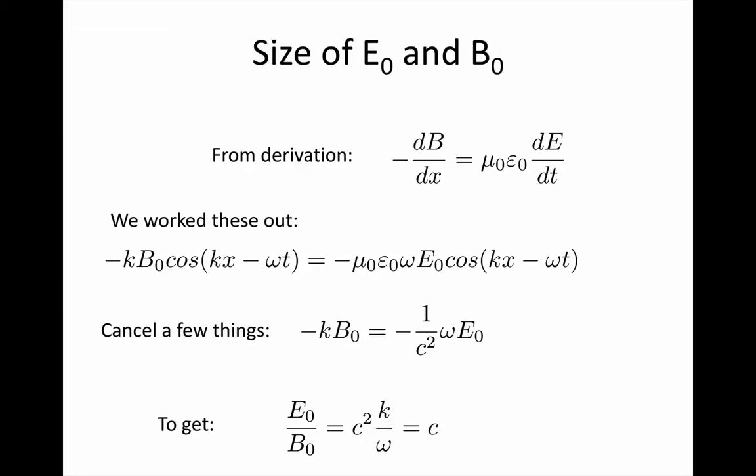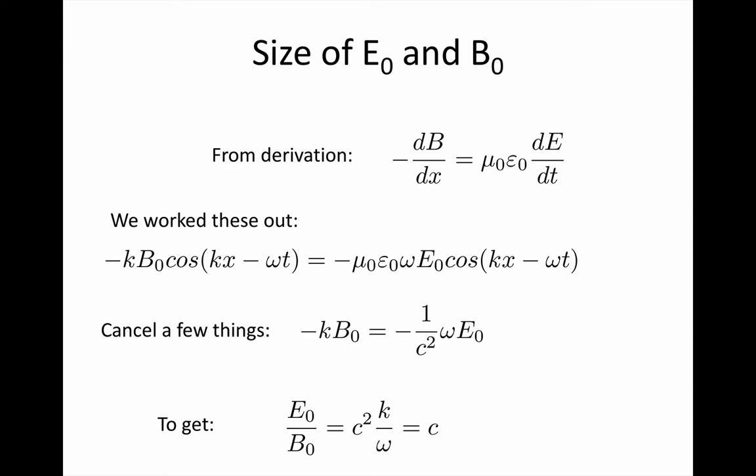One of the steps that we took in the derivation of the speed of light showed that minus dB/dx equals mu naught E naught dE/dt, and we worked out both of these derivatives, which were both cos functions. When we cancel out all the common terms, we end up with the equation that the maximum E field, E naught, divided by the maximum B field, B naught, is c, the speed of light, which is a large number.